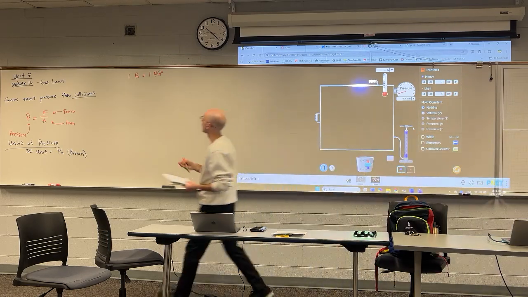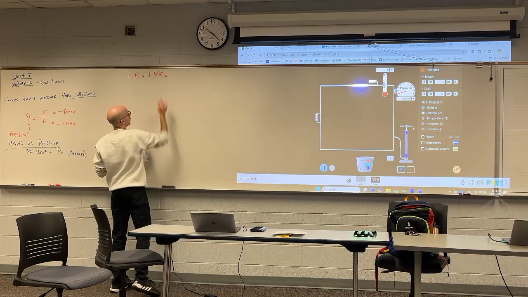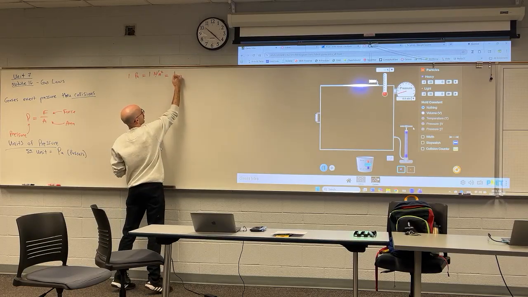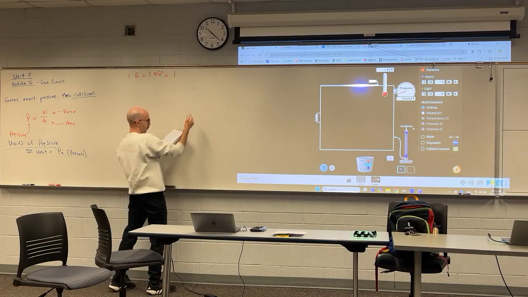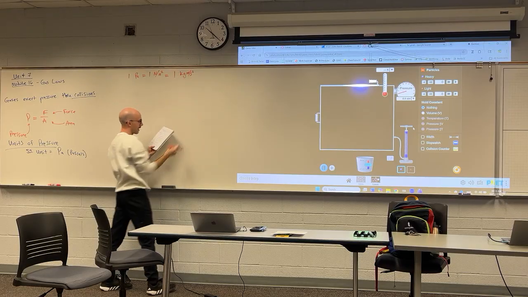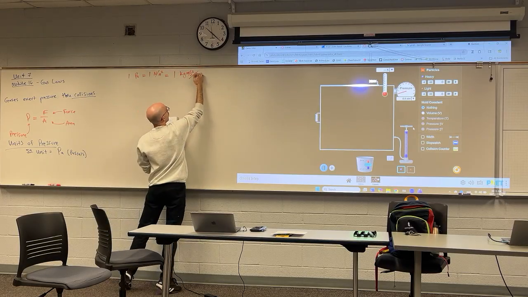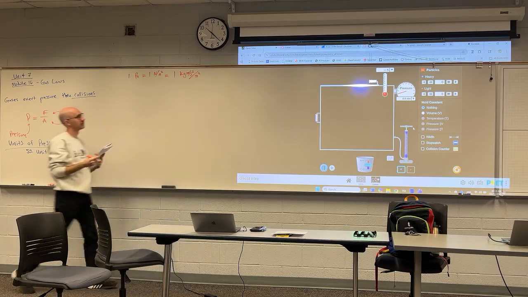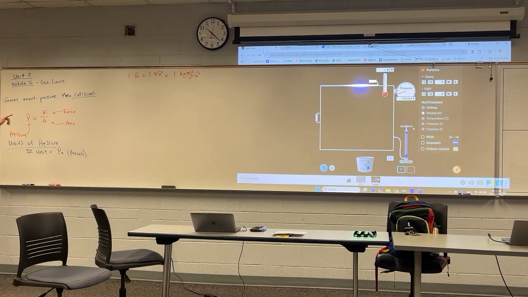And newtons is a bunch of units in a trench coat. This is 1 kilogram meter per second squared per meter squared. A newton is the kilogram meter per second squared. So that's mass times distance divided by time squared.